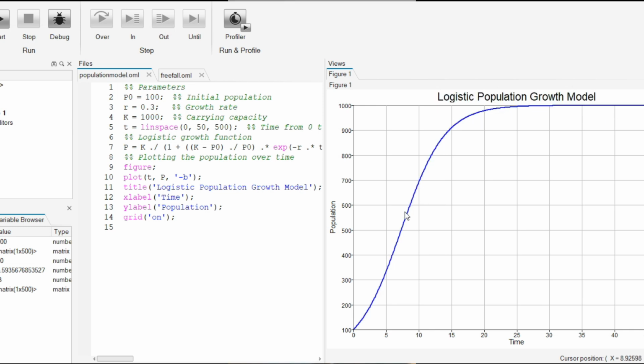Now let us understand the result. The graph has an S shape. At first the curve rises slowly. Then it rises very fast. Later it becomes flatter and stops rising. This shows that population growth is fast at the beginning and slow at the end.